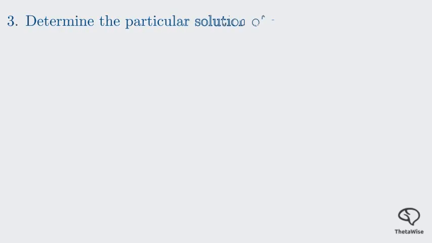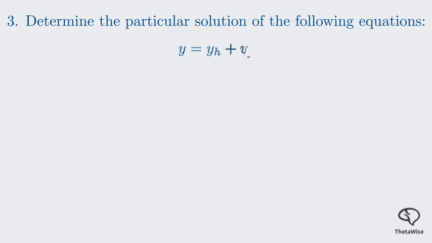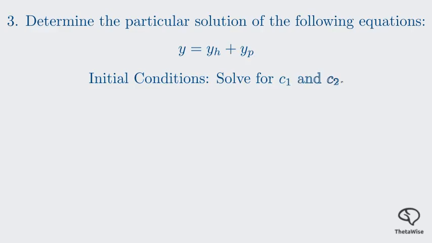We've reached the third section of our assessment. Here, the goal is to find a particular solution for each equation. The process is similar to finding a general solution, but with one crucial extra step. After finding the general solution, y equals yh plus yp, we will use the given initial conditions to solve for the constants c1 and c2. Let's begin with problem 3.1.